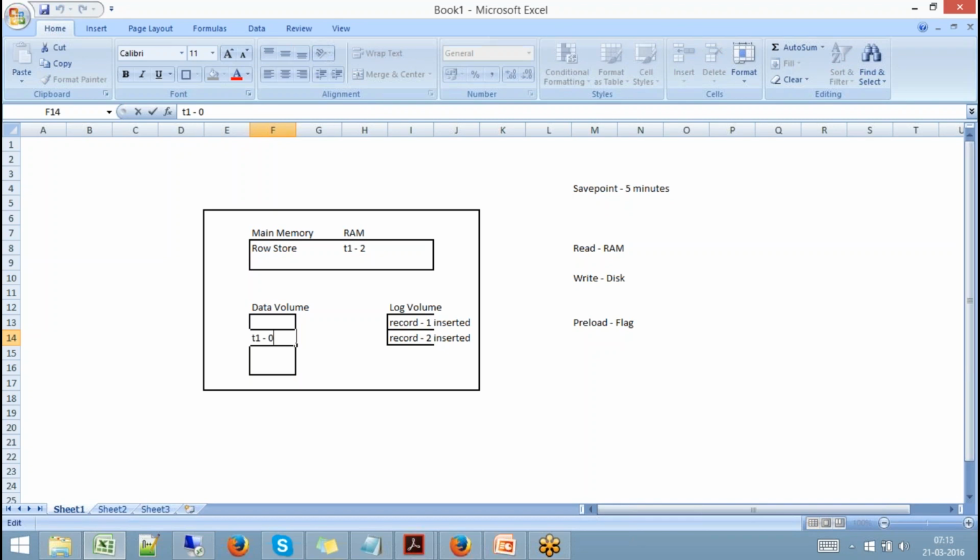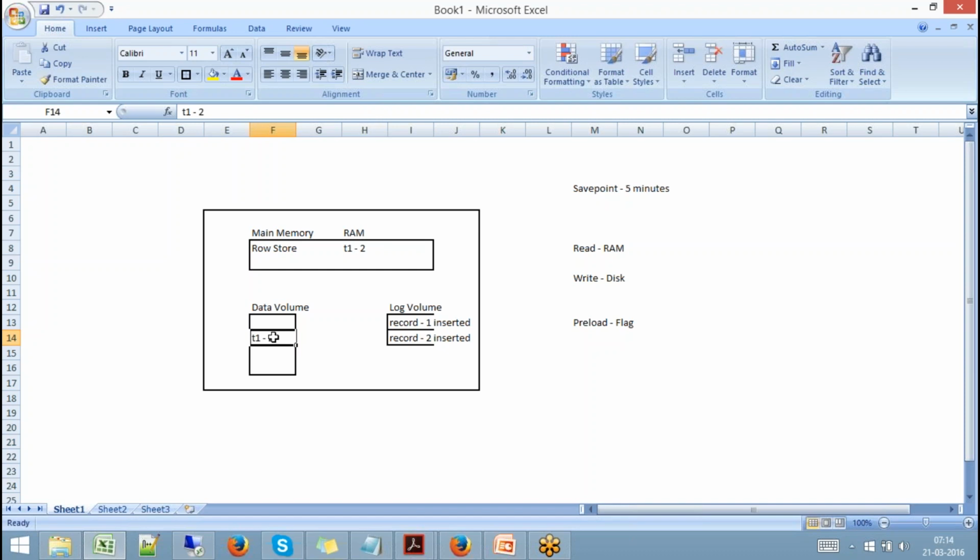Now disk will get what? 2 records. Let's say we have started the server at 11 o'clock, and from 11 to 11.5 we have created 2 records in the table, and at 11.5 the save point was executed, and these 2 records in the main memory were written back to the disk.